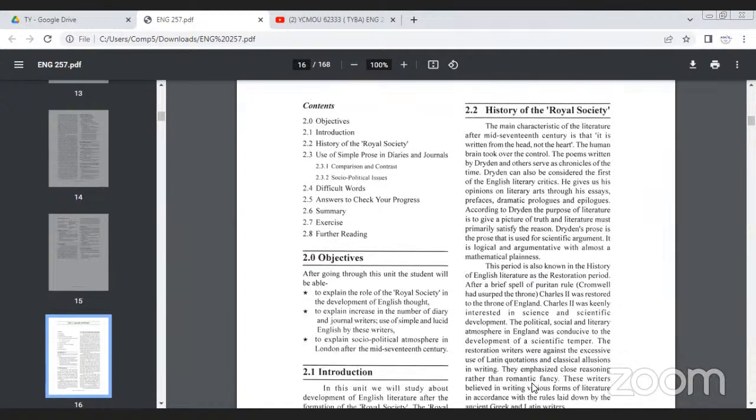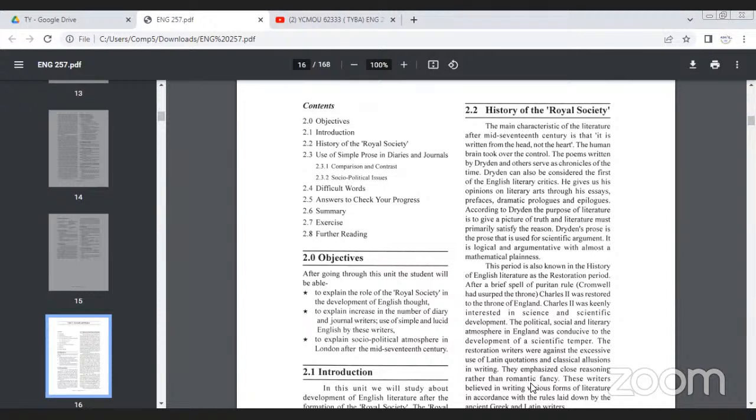This period is also known in the history of English literature as the Restoration period. After a brief spell of Puritan rule, when Cromwell had usurped the throne, Charles II was restored to the throne of England. Charles II was keenly interested in science and scientific development.